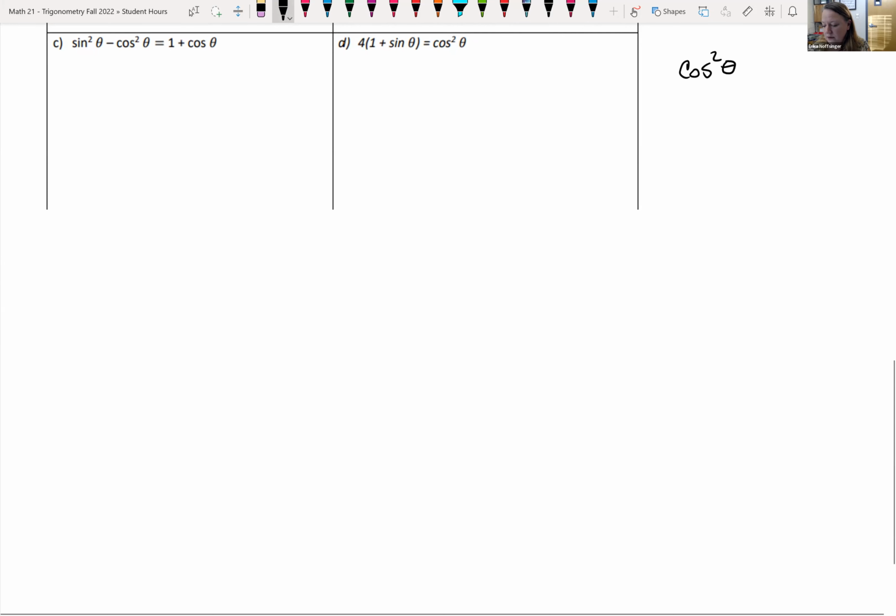Cosine squared theta plus sine squared theta is equal to 1. I should say that the angle is in there. And so I notice here I have a cosine squared theta and a cosine theta. So I want to manipulate that sine squared theta to be in terms of cosine. And so I can do that by using this identity. I can subtract cosine squared theta on both sides. And so we get sine squared theta. We can rewrite this as 1 minus cosine squared theta.